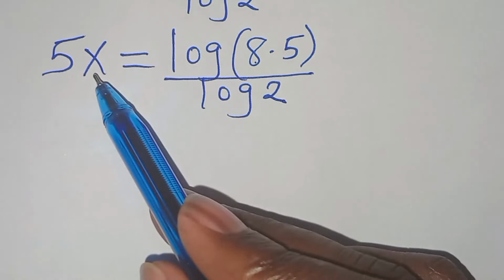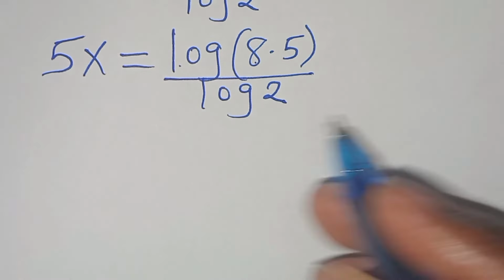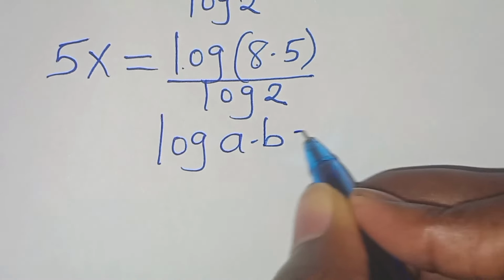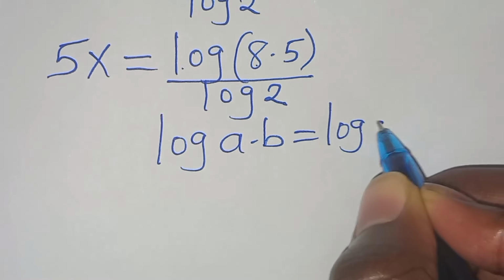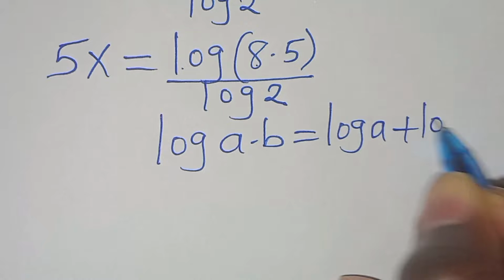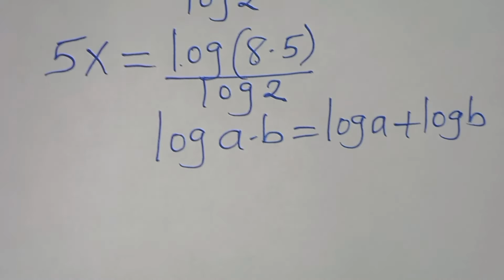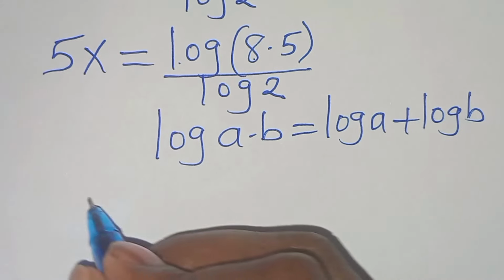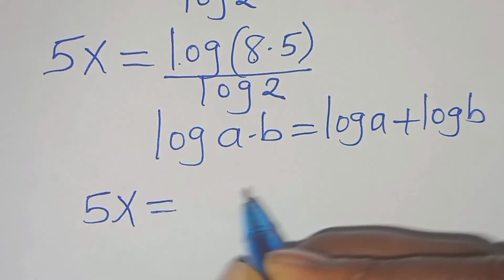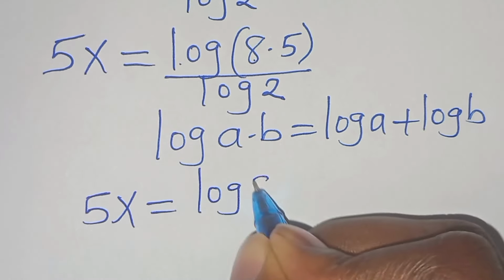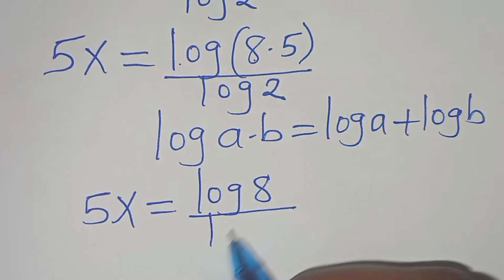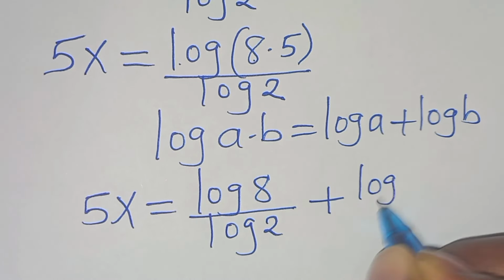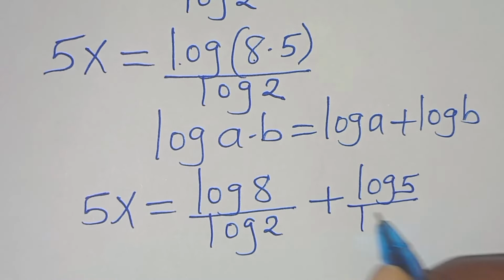The next step from here, we have log 8 times 5. This is in the form of log a times b, which we can express as log a plus log b. So let's apply this logarithm property from here so that we have 5x. This is equal to log 8 divided by log 2, then plus log 5 divided by log 2.